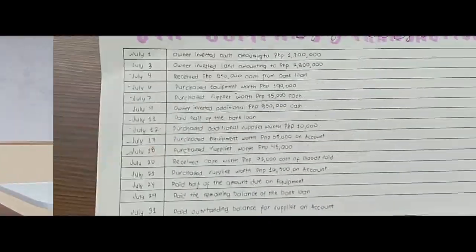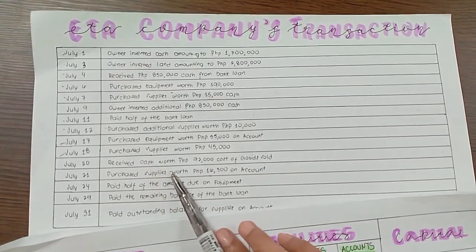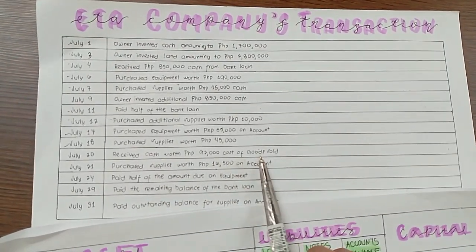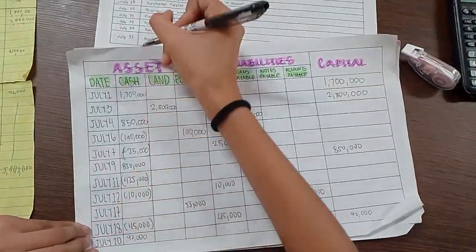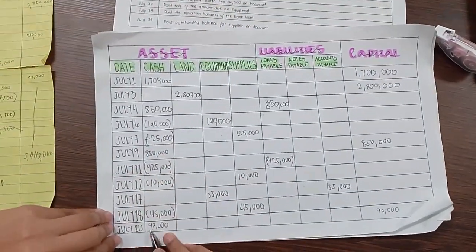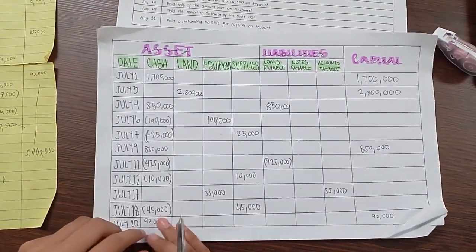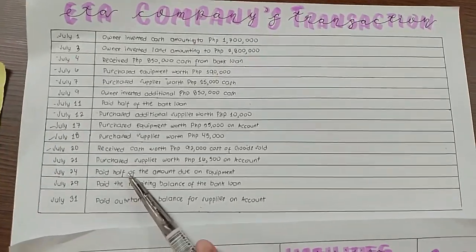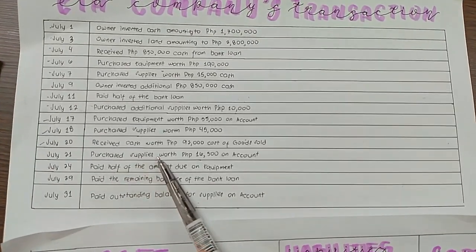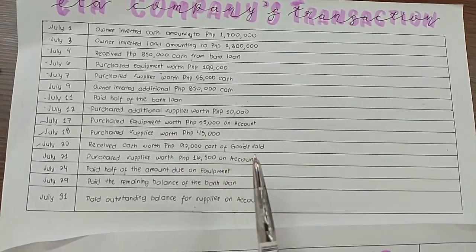I'm the one to discuss the last five transactions of Eta company, from July 20 to July 31. So let's proceed. In July 20, the owner received cash worth 92,000 from cost of goods sold. So their income is 92,000. We put it in cash, and since they earned income of 92,000, it goes to the capital. July 21, the owner purchased supplies worth 16,500 on account.